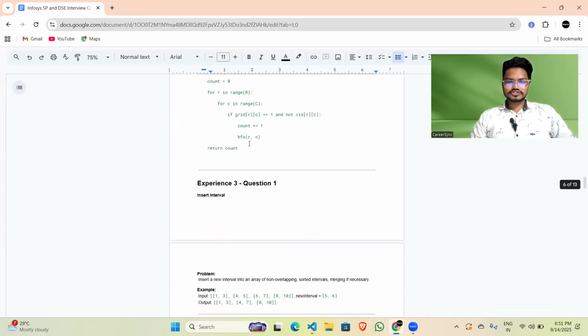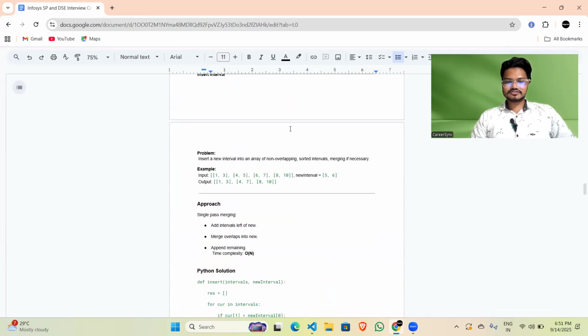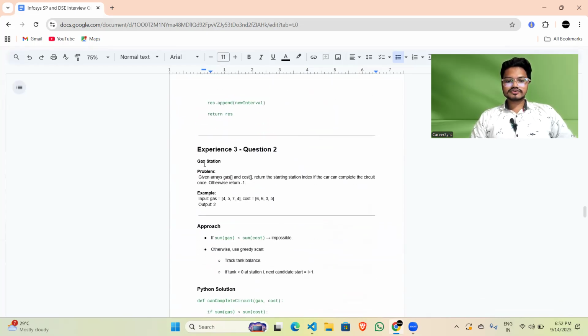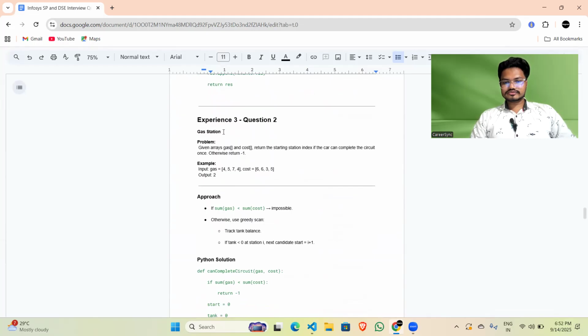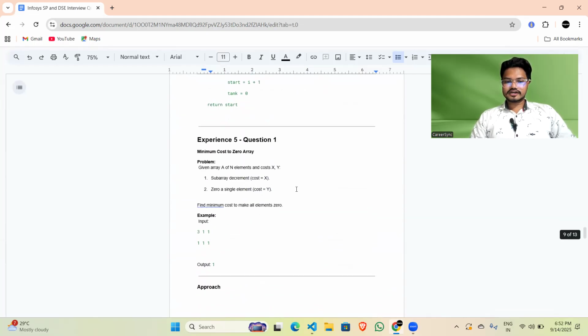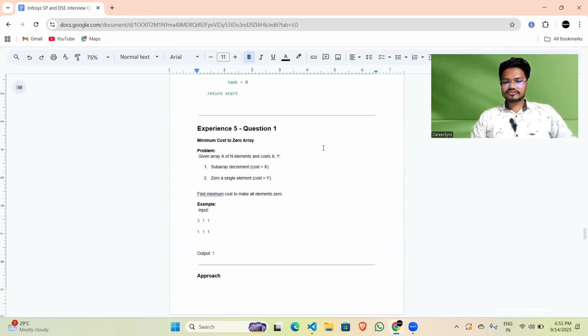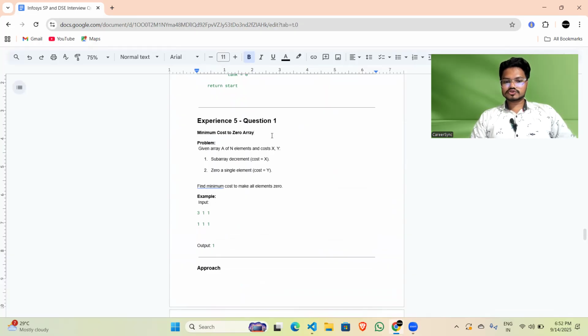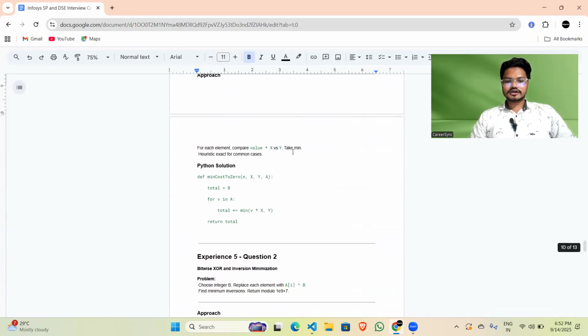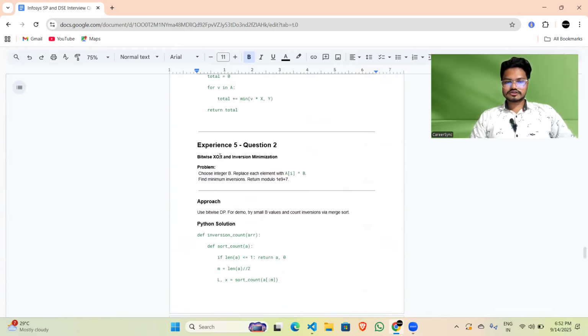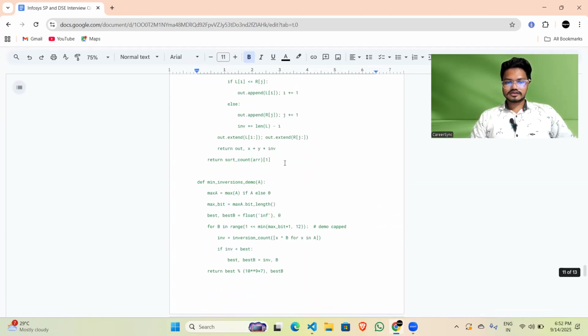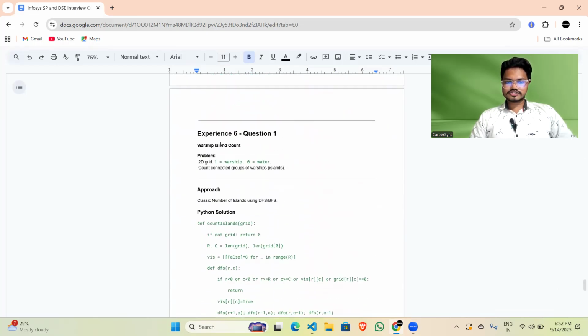Here are more questions, like the third question, Insert Interval. The next question will be Gas Station. You will find these on LeetCode and HackerRank. If you find them, go and try to solve them, and see how the approach is used. For the fifth candidate, Minimum Cost to Zero Array, and the approach used is bitwise XOR and inversion minimization. Warship, Island Count, these are the names of the problems.